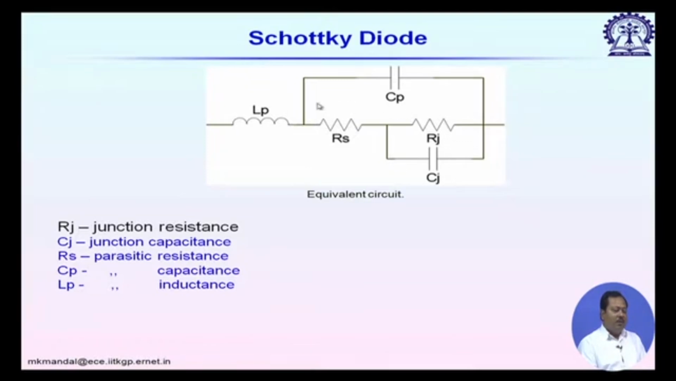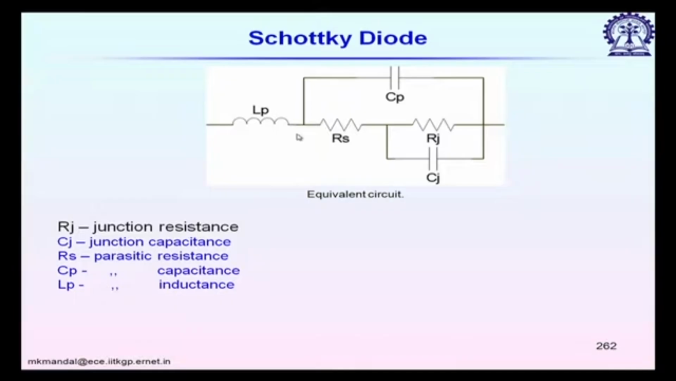So, when we use it as a discrete device, sometimes this L p value is so high, it can be even 1 nanohenry, it can limit high frequency operation. So, we have to be very careful when choosing a Schottky diode for any given application.